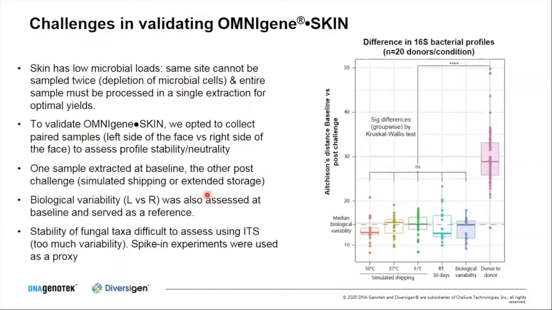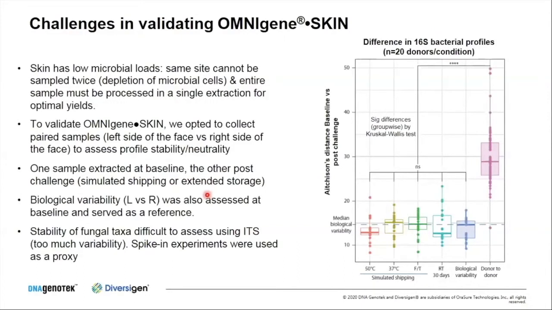So over the next few slides, I'll take you through some of the data that we generated during the validation of OMNIgene SKIN. And as I mentioned in the introduction, skin has very low microbial loads. So you cannot sample the same site twice because you're going to end up depleting microbial cells with the first collection. And for optimal results in downstream assays, you really want ideally to process your sample in a single extraction. So we had to be a bit creative to validate the OMNIgene SKIN.